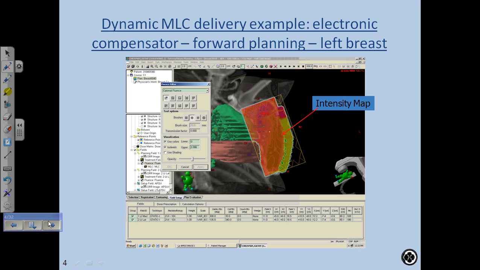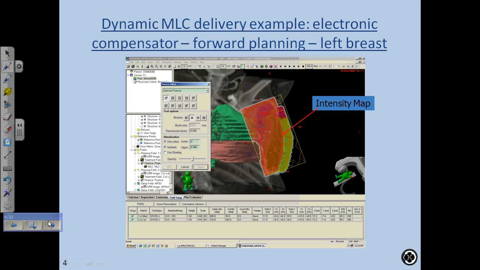This window opens up here. This is Eclipse, obviously. This window opens up here, which is a fluence tool. And you can look at the fluence, and you might say, well, it looks like this area is too hot. I'm going to cool it down. So you have a little brush tool where you could cool it down. And then every time you do that, you hit the calculate button up here, and it recalculates the isodoses, and then you can evaluate the isodoses on a slice-by-slice basis.